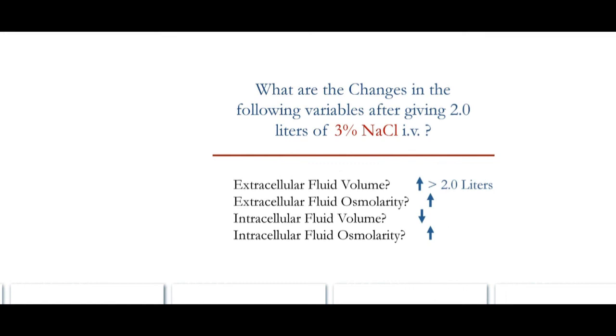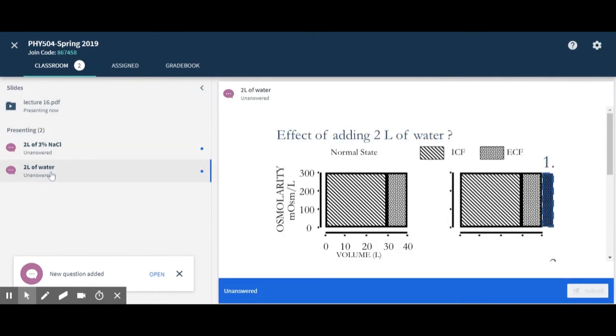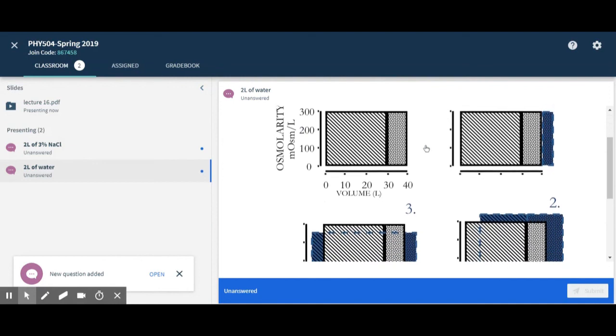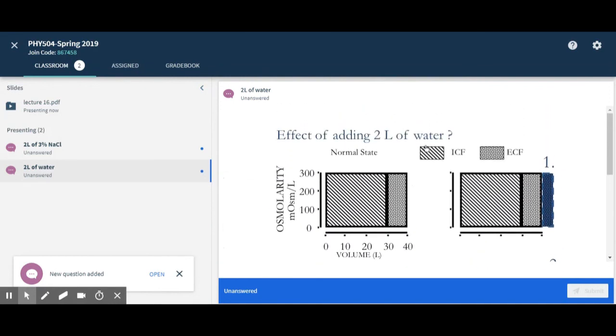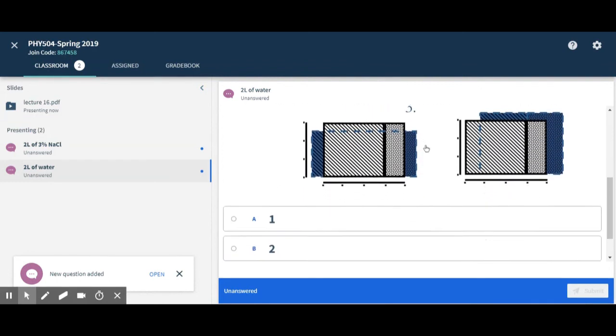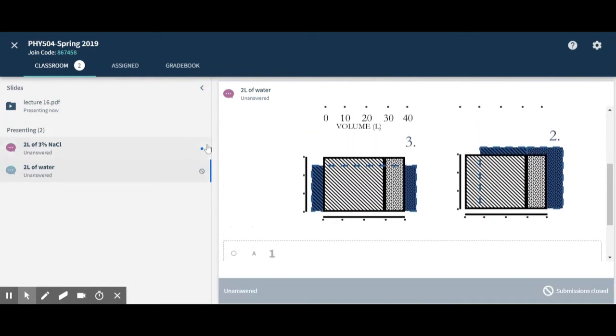All right, last couple of questions. 2 liters of water. What happens if you add 2 liters of water? You're not adding any solute. What would happen to the osmolarity? It'd go down. And everywhere or just in one compartment? Everywhere. Okay? So the correct answer for this one would be 3 because you would see a reduction in osmolarity and an increase in volume of both compartments.